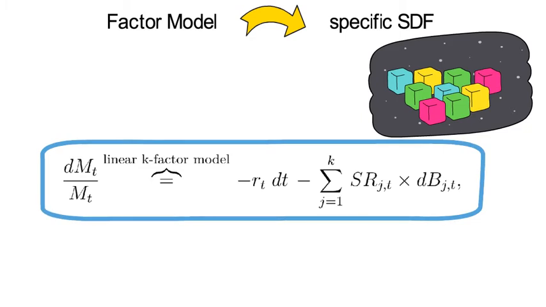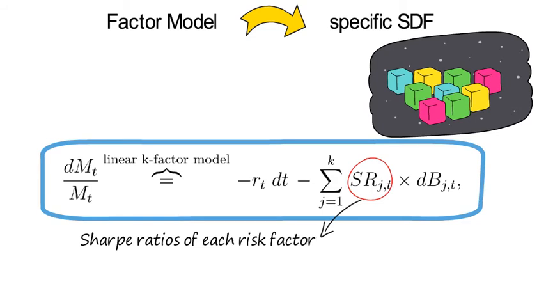It has the specific shape of minus r_t in the drift and minus the Sharpe ratios of each risk factor as the conditional volatility, and as the Brownian shocks we have the systematic sources of risk that the factor model postulates.